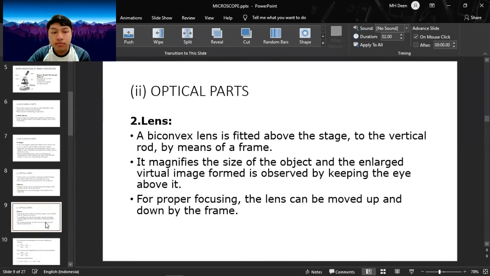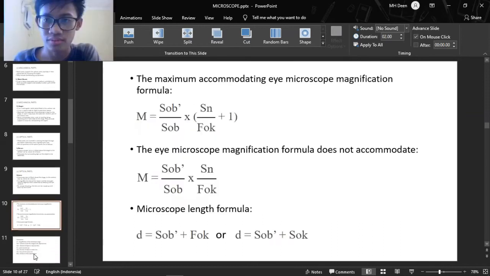Two, lens. A biconvex lens is fixed above the stage to the vertical rod by means of a frame. It magnifies the size of the object, and the enlarged virtual image formed is observed by keeping the eye above it. For proper focusing, the lens can be moved up and down by the frame.